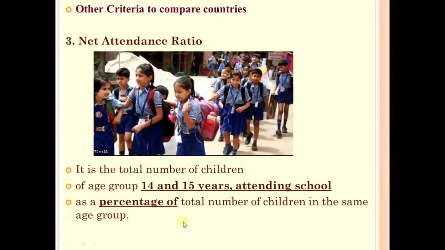So when net attendance ratio is higher, it means that more children are going to school to get the education after the 8th standard, and hence it is a better indicator, because if children are educated they will be able to earn more, and hence they will be able to enjoy a higher living standard, and there is a strong possibility of development of that particular nation where children are educated. So hence net attendance ratio is also very important to compare the countries.